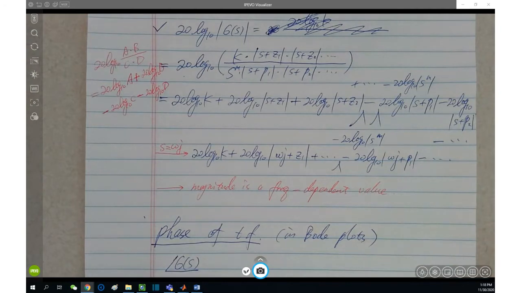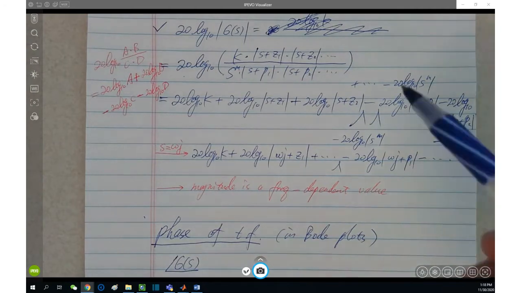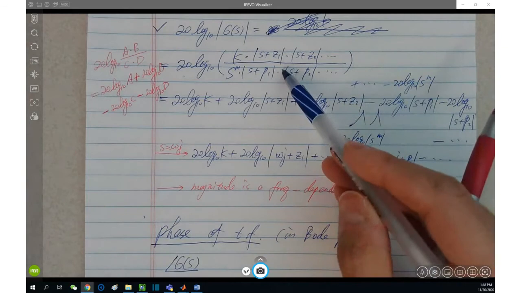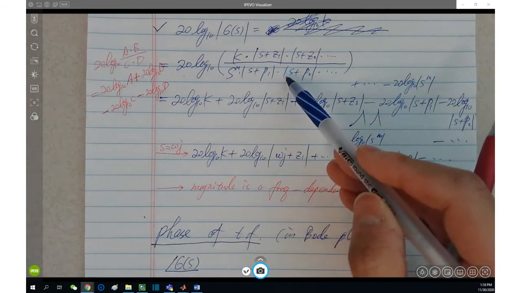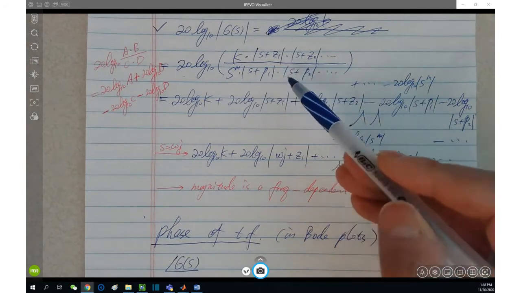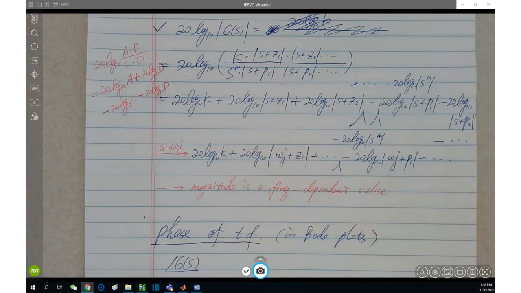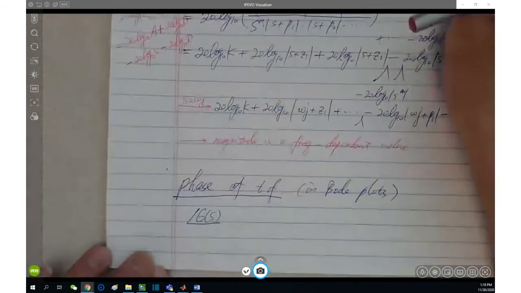Okay, good. So when we try to find the magnitude, we should involve every term in both the numerator and denominator. Kevin was right. And then we go back to the phase.